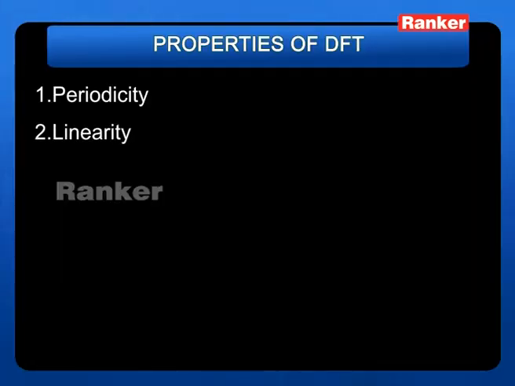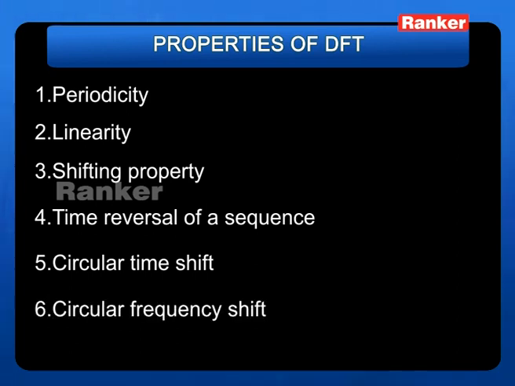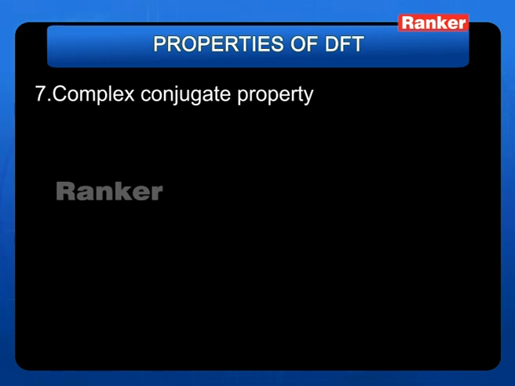Then comes the famous linearity property. Third comes the shifting property. Then the fourth property is the time reversal of a sequence, because we are looking at a sequence of numbers, a sequence of points, a sequence of data. Then the circular time shift property. Similarly, the circular frequency shift property. Then again the famous complex conjugate property, which we have been seeing being applied to different transforms like Fourier transforms.